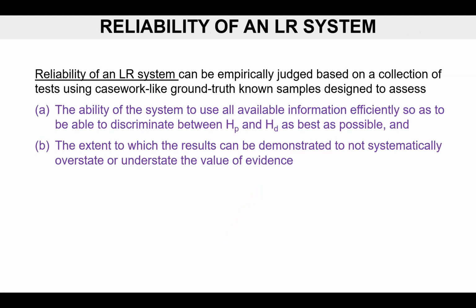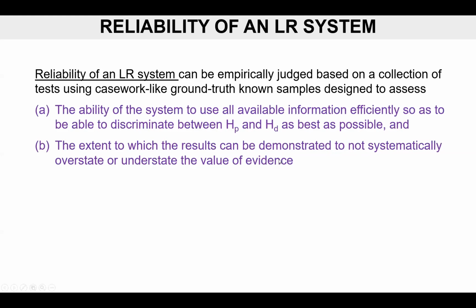How do you judge the reliability of an LR system? This can be empirically judged based on a collection of tests using casework-like ground truth known samples designed to assess two things. First, the ability of the system to use all the available information efficiently, so you discriminate between HP and HD as best as possible. So this is high discrimination power. And second, the extent to which the results can be demonstrated to not systematically overstate or understate the value of evidence. We'll get back to this later. This would be addressed under the title of calibration.